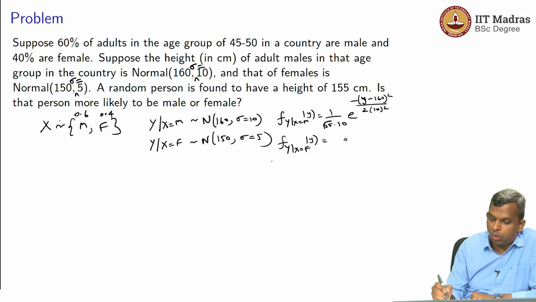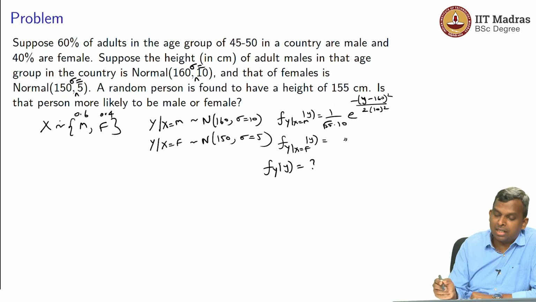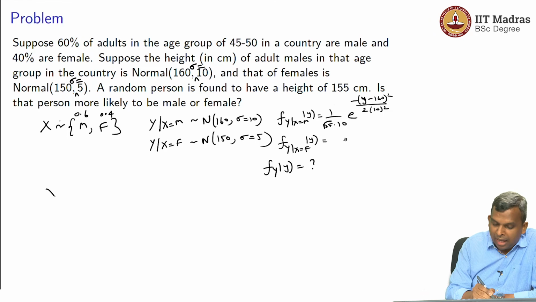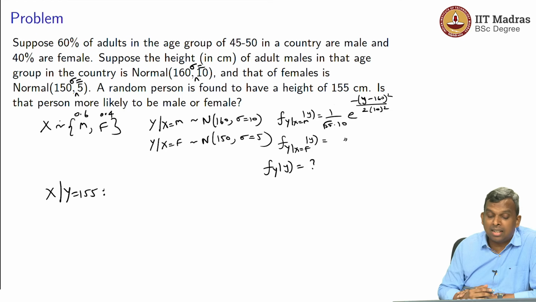One can also write down the density of Y. I'll write it down below when I write the final answer. You can see how to write that, right? It's going to be 0.6 times the first density plus 0.4 times the second density. That's the density of Y. So the question is asking for X given Y equals 155. What is the distribution here? In particular, is that person more likely to be male or female?